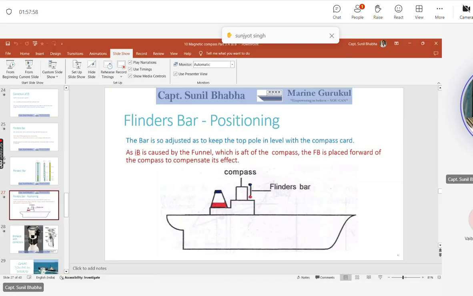Sir, how many wooden pieces are to be put, is that decided by the adjuster? That's correct, beta. He will estimate the amount of induced B, and basis that he will decide how much length of soft iron and how much length of wooden bars he will be using. Okay, sir.